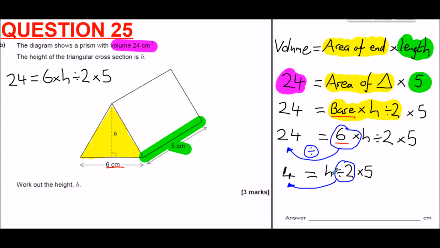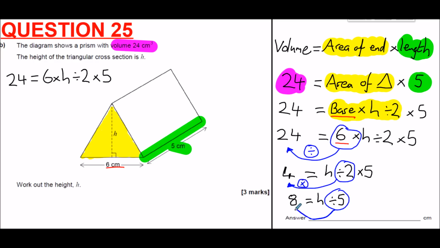Opposite of dividing is multiply. So when we swap the side, we swap the sign to the opposite. Opposite of divide is times. So on this side we're going to have 4 multiplied by 2, which is 8, equals h divided by 5. And the final step, we're going to get rid of that 5, which is dividing the h.